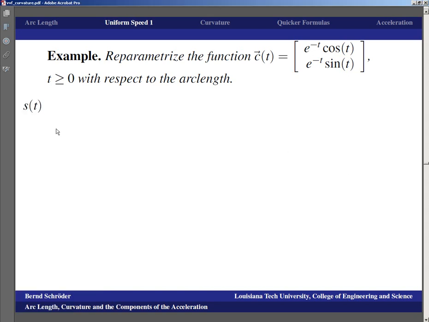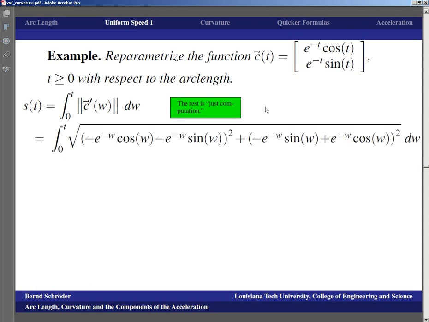Of course, you know what's coming, right? I mean, s of t is the integral from 0 to t of the norm of c prime of w dw, and the rest is just computation, because even though the formulas are complicated, we know what to do. It's just a bunch of steps. So let's work our way through that. The integral of the norm of c prime of w, well, I would have to take the square root of the sum of the squares of the components of the derivative.